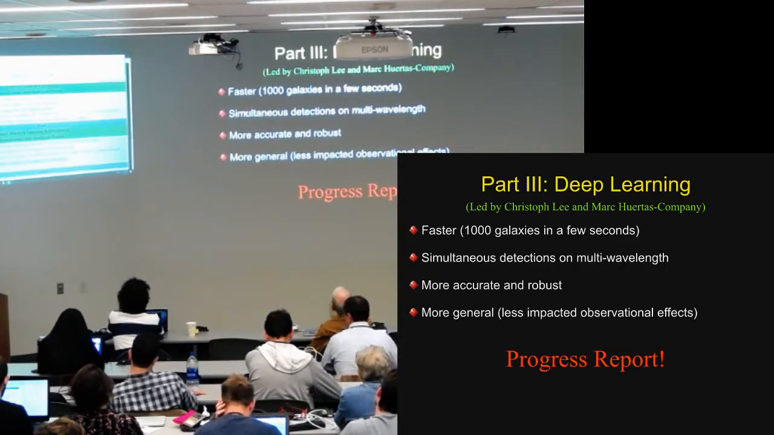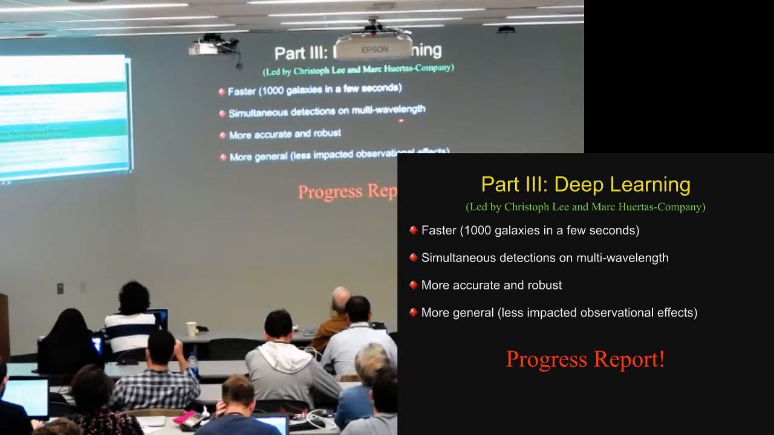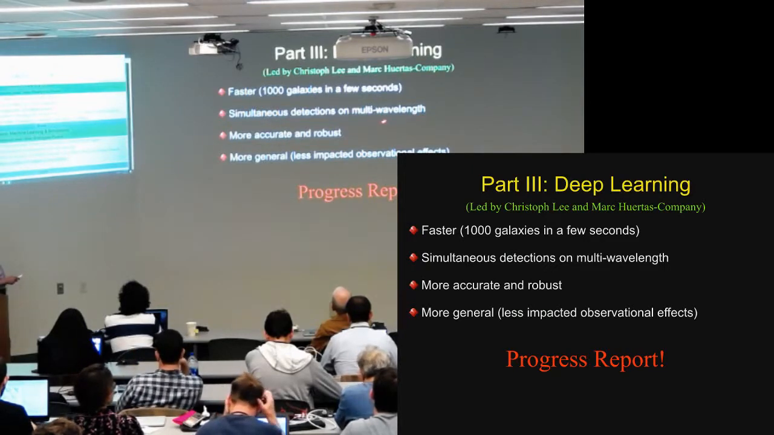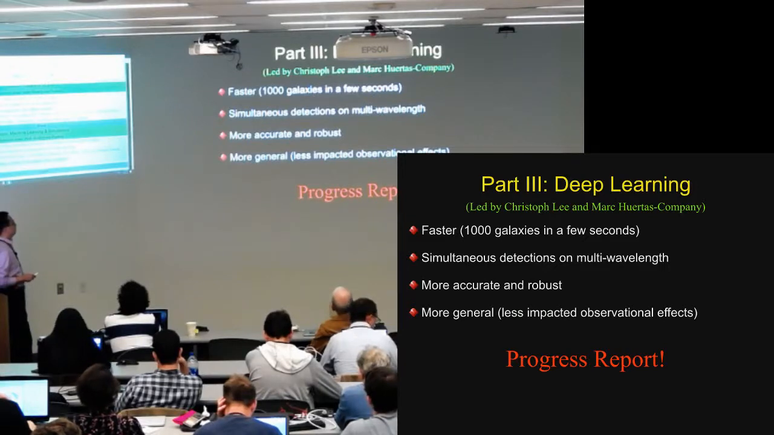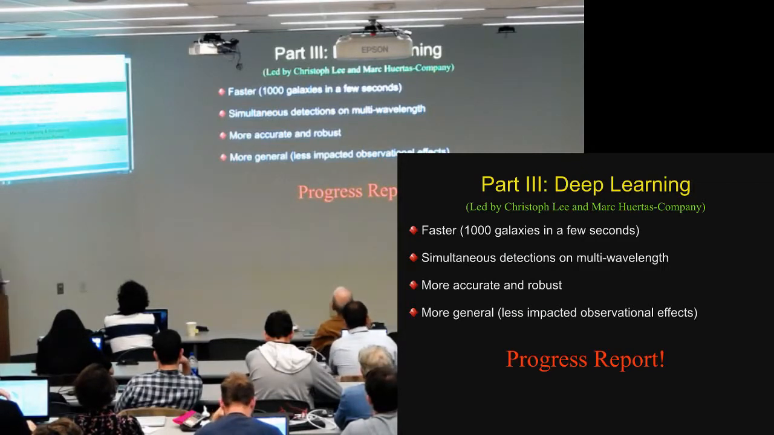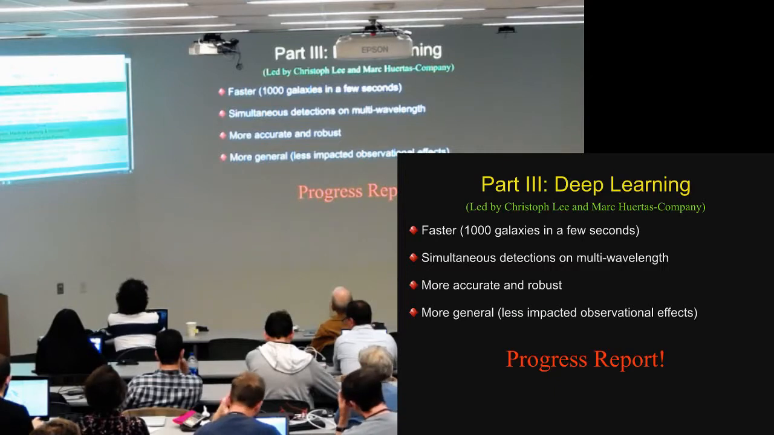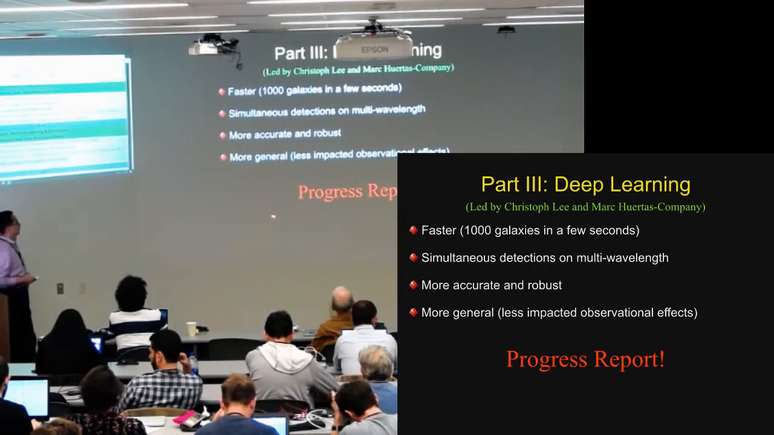Deep learning is fast. We can deal with 1,000 galaxies to detect their clumps in just a few seconds. Also we can detect clumps simultaneously on multiple wavelengths, different bands, and that provides more accurate and robust measurements. And also we hope the method itself is general, so that it's less impacted by the observational effects. It's like if your machine learns what a cat is, it can recognize a cat from different images, not just from one type of image. Okay, so this is an ongoing project, so this is more or less a progress report.